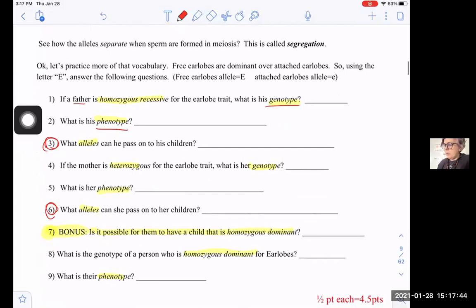There is a bonus question down here, number 7. That one you might not be able to answer. I'd love you to try. I want everyone to try it. If you get it wrong, we're not going to mark you down for it. The question is asking if it's possible for these two to have a child that's homozygous dominant. Tomorrow we're going to talk about Punnett squares, so tomorrow you should be able to answer this question, but for today, I just want to see if anyone can figure it out. You should be able to answer number 8 and 9 just fine, but 7 might be a little bit of a challenge.